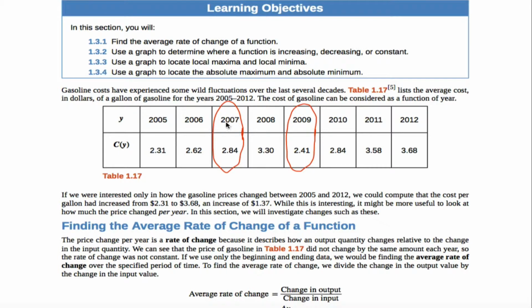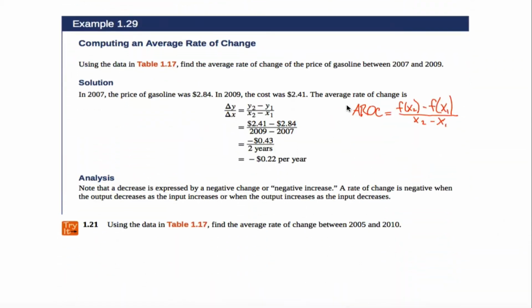Whether I refer to 2007 as x1 or 2009 as x1 is completely up to me. I call one of them x1 and their corresponding output here f of x1. So it's important that I'm consistent, but it doesn't matter whether this is x1 or x2. Anyways, with that being said, let's go down and do the problem. So if I choose to call x1 2007, and again, that's arbitrary, but once I make that decision, it's important that I choose f of x1 to be this $2.84. And then that leaves me with x2 as 2009, and therefore f of x2 would be $2.41.